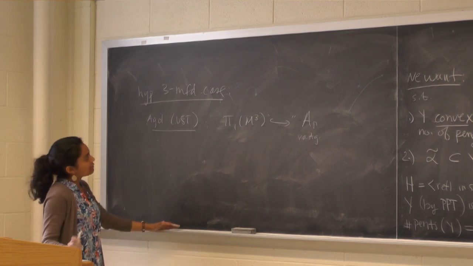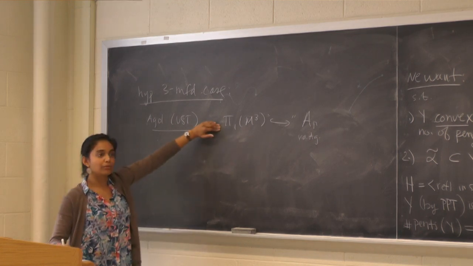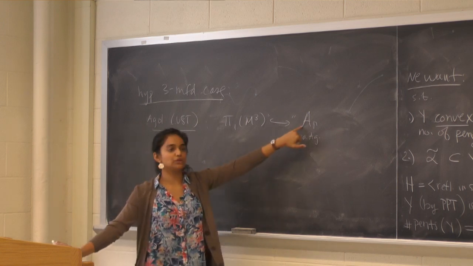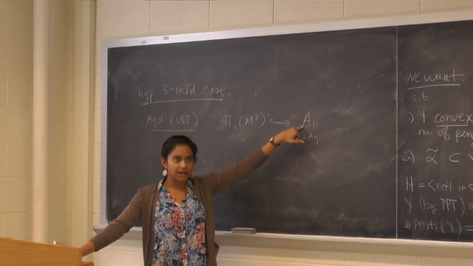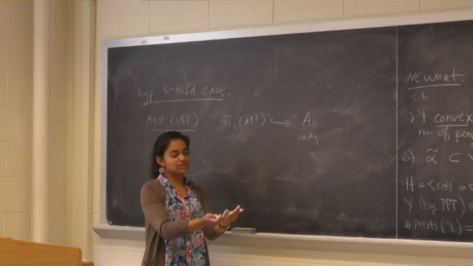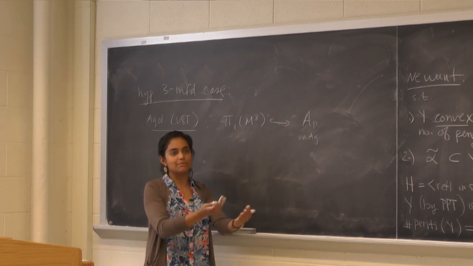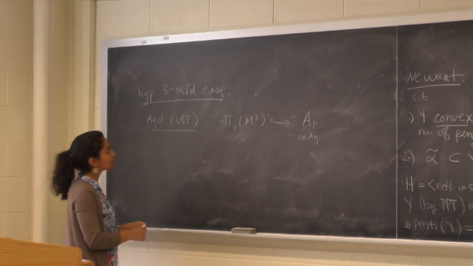So if you want to get an effective statement for separability for the manifold group, I claim you can basically get it from effective separability in the right-angled Artin group, where the bound's just changing by a little bit, by some fixed constant depending on the 3-manifold group.